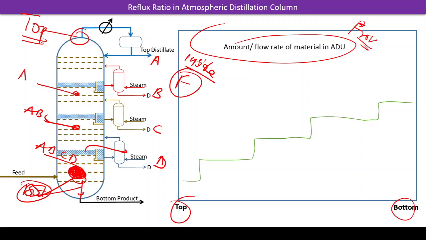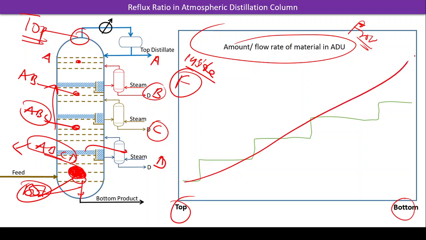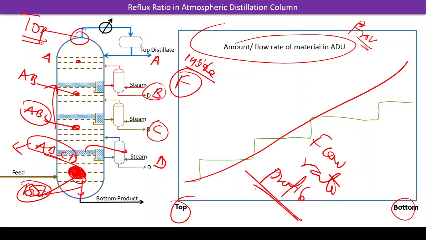Here only A and B are there, and here only A is there, because B is taken from here and C is taken from here. What it means is that at the bottom we have a very high amount of liquid stream, but when you go upward to the top, the flow rate becomes lesser and lesser. So this can be the flow rate profile. In any distillation column, from top to bottom, it is increasing. These two things are very important for understanding the refluxes. Now come to the reflux.